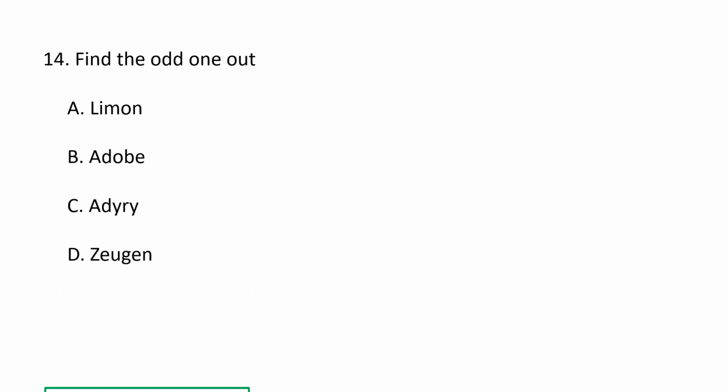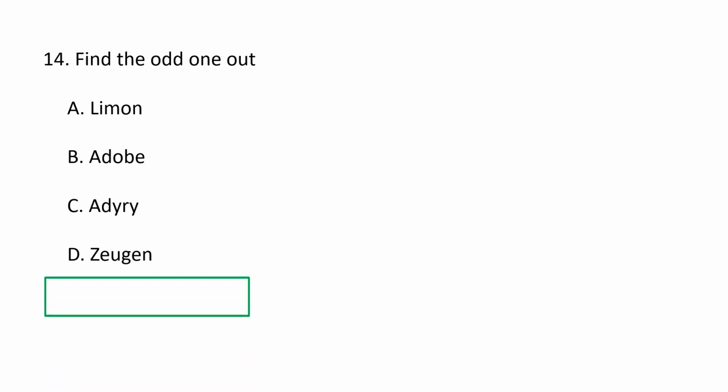Next question. Find the odd one out. A. Lemon, B. Adobe, C. Ediri, D. Jugan. All these, like lemon, adobe, ediri, are types of sand deserts, whereas Jugan is a hard resistant rock. This is sometimes known as a rock desert. So that's why Jugan is the correct answer.